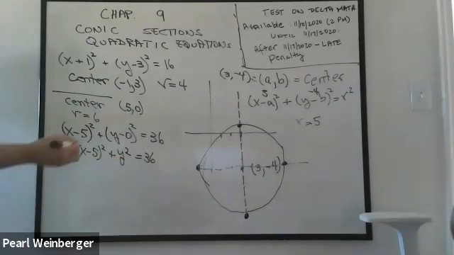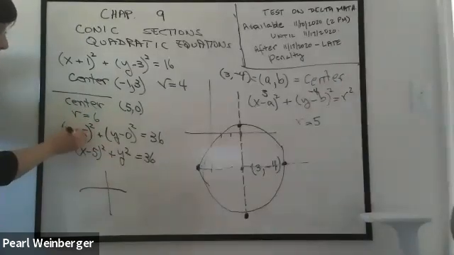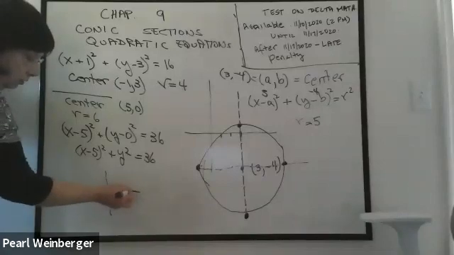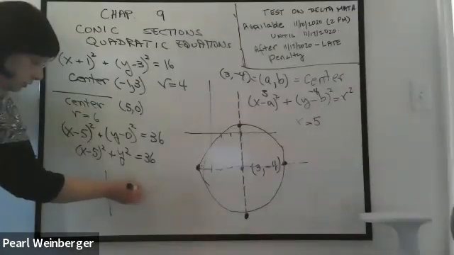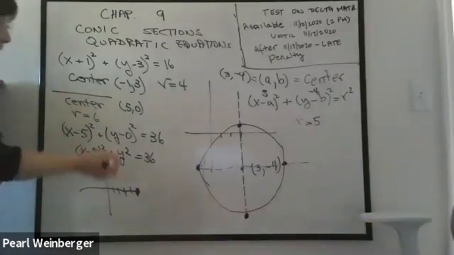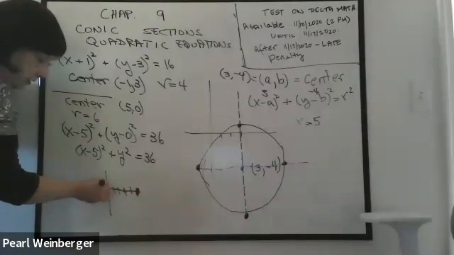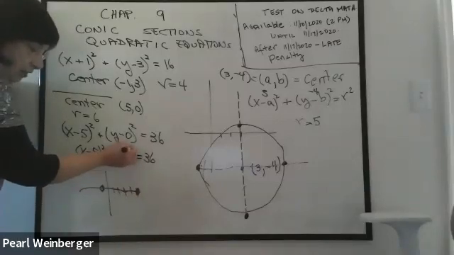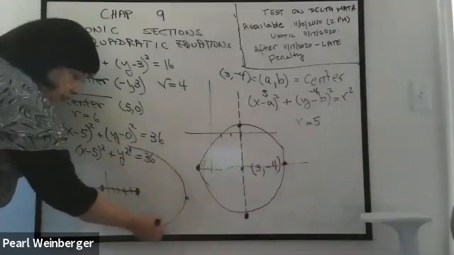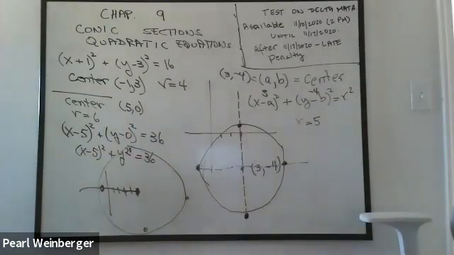If I wanted to draw it, here's what it would look like. The center is at 5, 0. So 5 to the right, 0, right on the x-axis. And its radius is 6, which means I'm going 6 in each direction. 1, 2, 3, 4, 5, 6. 6 up, 6 down, 6 to the right. So you get something like this, where the center is on the x-axis, but not at the origin.